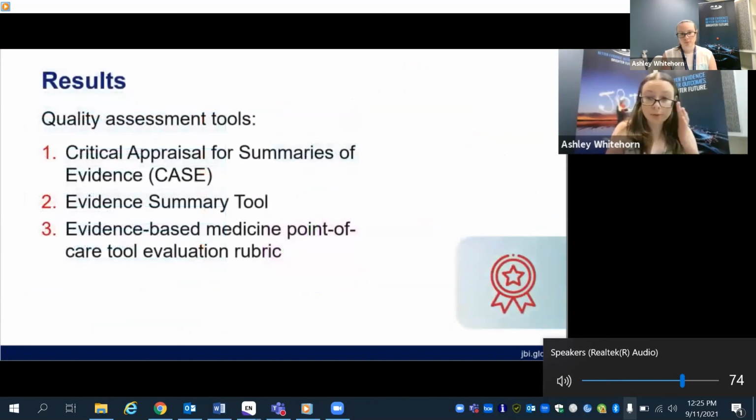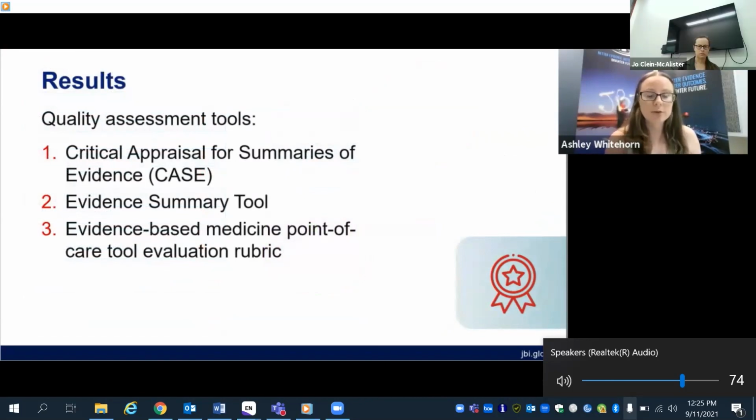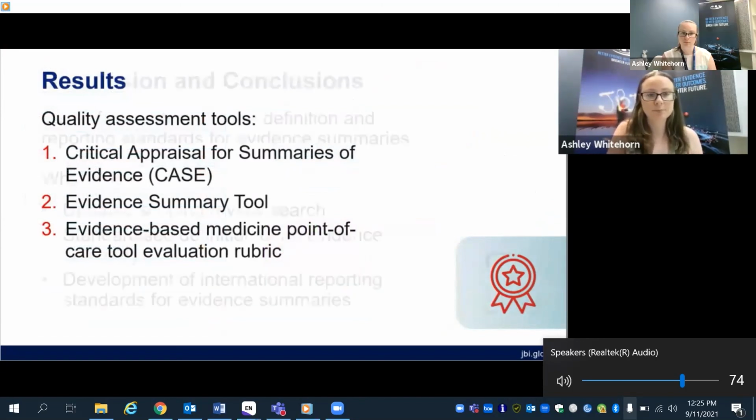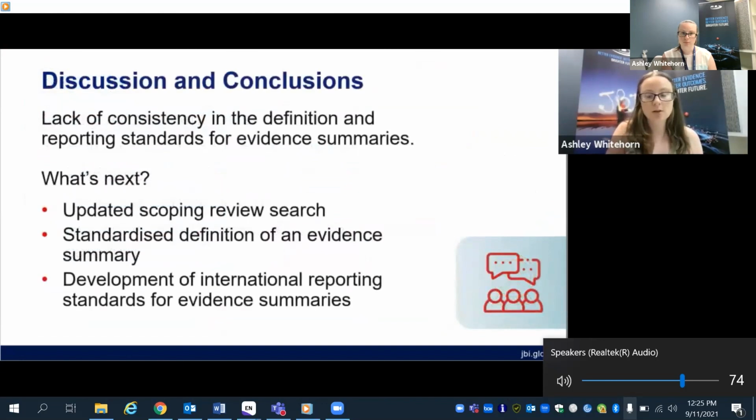So we located 3 critical appraisal tools: the Critical Appraisal for Summaries of Evidence, or CASE, the Evidence Summary tool, and the Evidence-Based Medicine Point of Care Tool Evaluation Rubric. And of those 3, only the CASE has been validated. The results of this scoping review highlight a lack of consistency in the definition and reporting standards for evidence-based point of care resources, which can ultimately erode clinician trust in these resources.